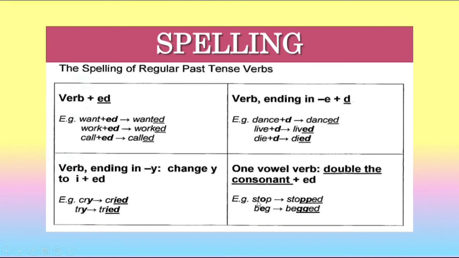In some cases, when there is a vowel and a consonant, we double the consonant and add ed. For example, stop. We add a double p and write ed. Beg, double g and ed. So beg becomes begged, stop becomes stopped.